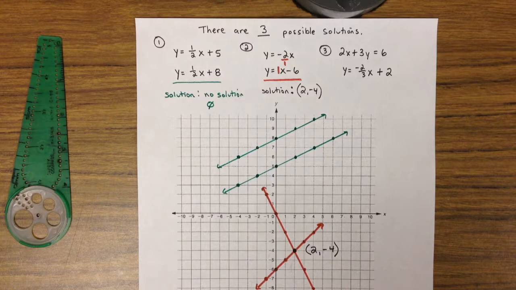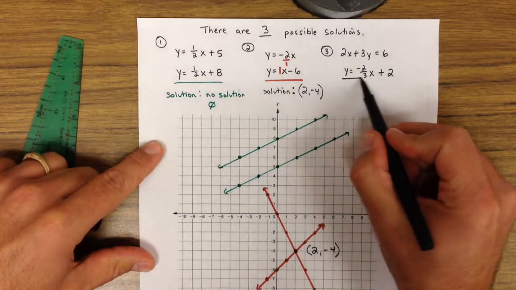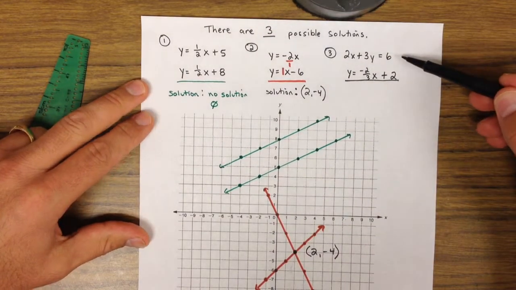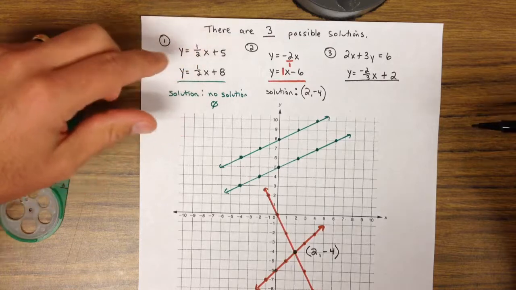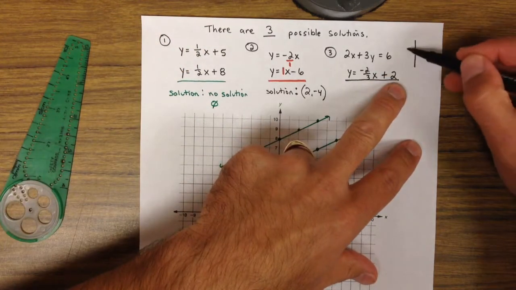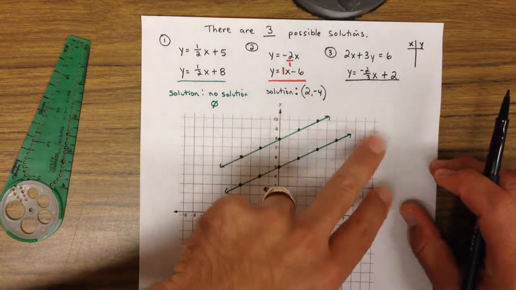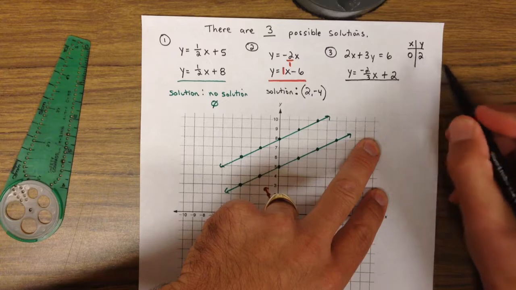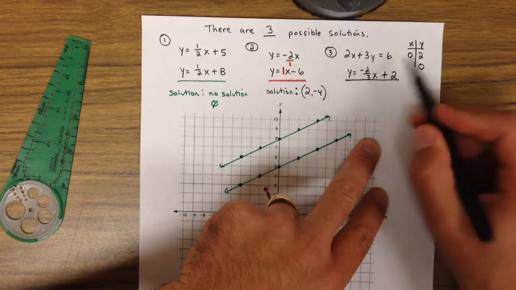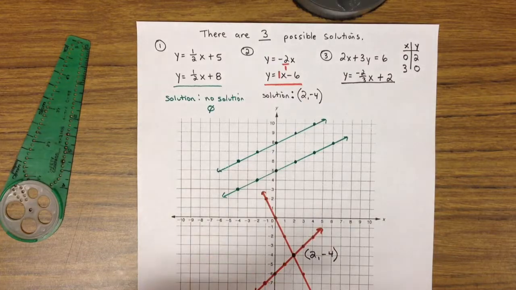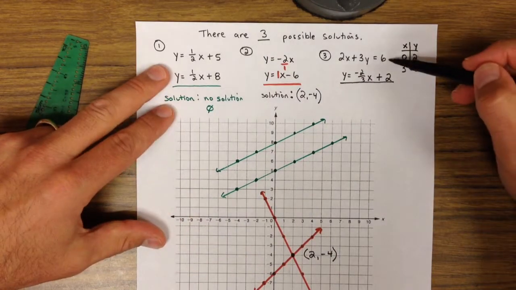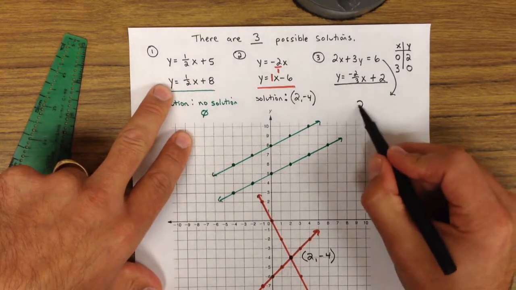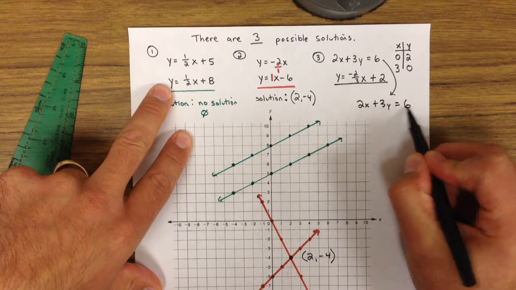Last but not least, I'll do this one in black. You notice that this equation here is not set up y equals. So it's not as easy to graph, but if I remember my intercept method, if I plug in 0 for x, I get 2 for y. If I plug in 0 for y, I get 3 for x. So that's just one easy way. Or you could put it in slope-intercept form, which is actually pretty powerful. It tells us a lot.